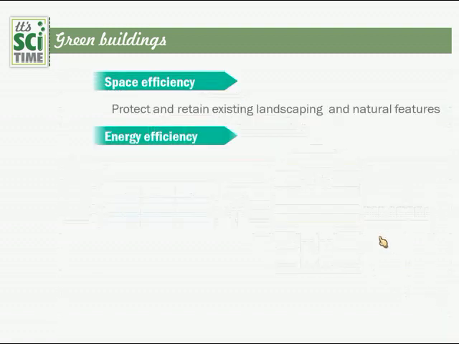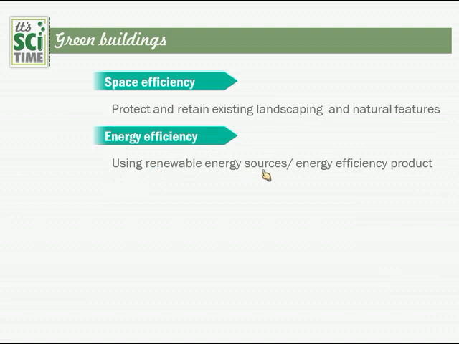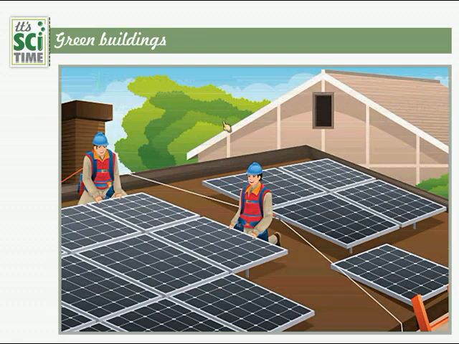Next thing is energy efficiency. Green buildings for energy efficiency: using renewable energy sources mostly, or energy efficient products. Look at this part. When constructing buildings, we can plan to use natural energy. Natural solar energy is being used here, or wind energy we can use. Such things we can plan here.